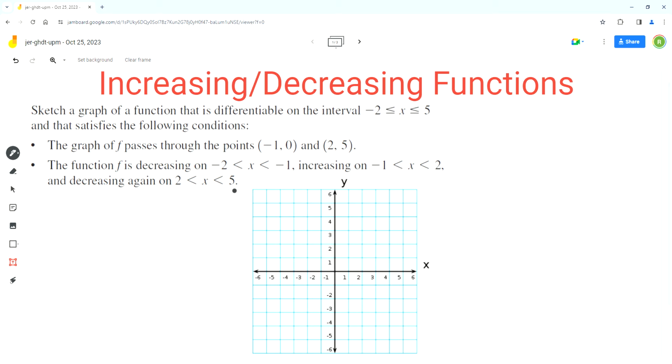Now there are a few things we have to keep in mind before we start graphing this function. A function is differentiable if there is no vertical asymptote, no jump in the graph, or no cusp point in that interval. So that's one important thing we need to understand about this problem. Now we are given 2 points that lie on this function, (-1, 0) and (2, 5). So now we can plot these 2 points. We can plot the first point as (-1, 0), which is the point on the x-axis, and then the other point is (2, 5).